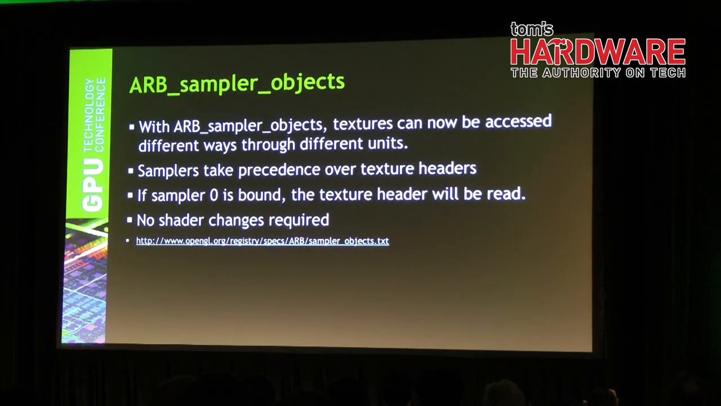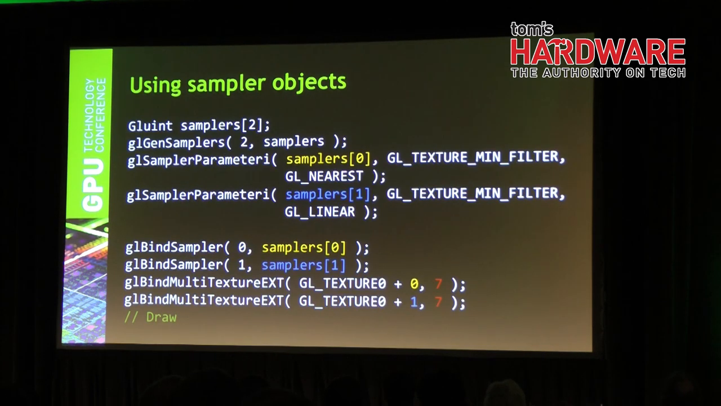So there's an extension, ARB sampler objects, that basically behaves exactly the way you would expect when you're coming from D3D. Basically, textures can be accessed different ways through different texture units. The samplers take precedence over texture headers, so if you have one selected, then that's the thing that's going to be used. And this doesn't require any shader changes or anything, which is nice. So now we have this code using sampler objects. We set up our sampler 0 and sampler 1 to be nearest and linear, and then we bind them. And then when we bind our textures, we actually do get exactly the behavior that we wanted.